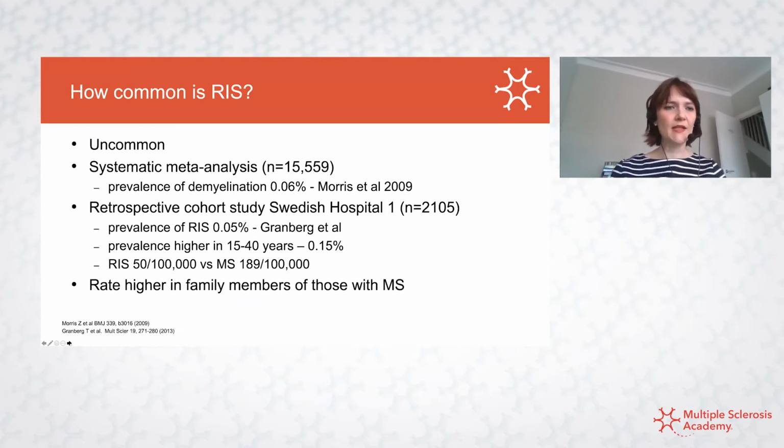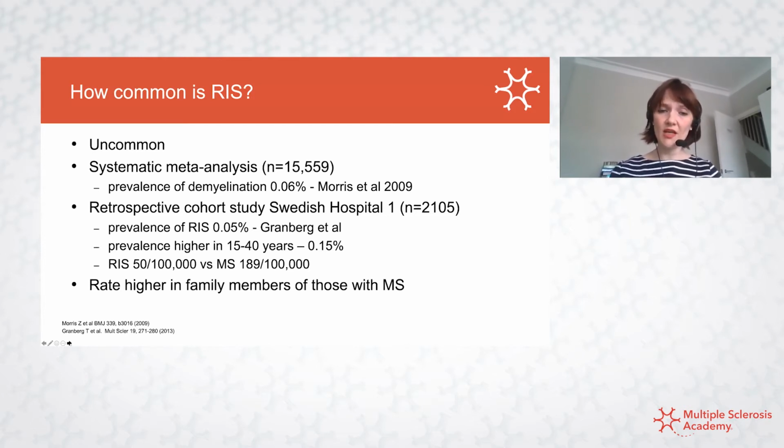RIS is uncommon compared to the presentations that we will see in our clinics with actual clinical syndromes of multiple sclerosis. These are the two principal studies, I would say, looking at large numbers of scans, MRI brains that have been done for other reasons. In the very large systematic meta-analysis, the prevalence of demyelination in MRI brains done for other reasons was 0.06%, so very low. This was reflected in the results from a study from one Swedish hospital who looked at all of the MRI brain scans done for different indications for a whole year and found the prevalence of RIS to be 0.05%.